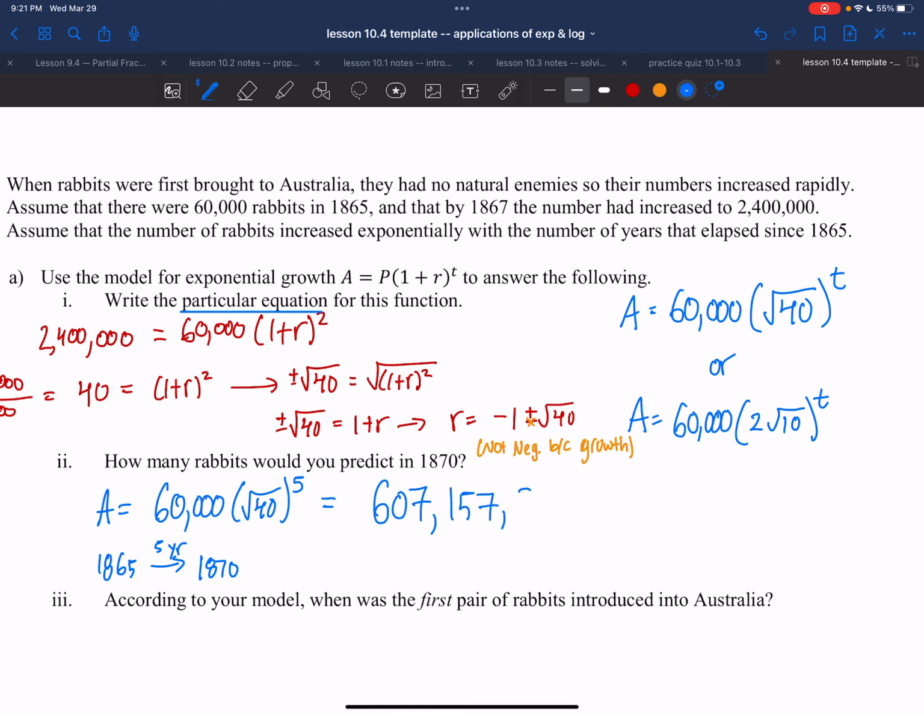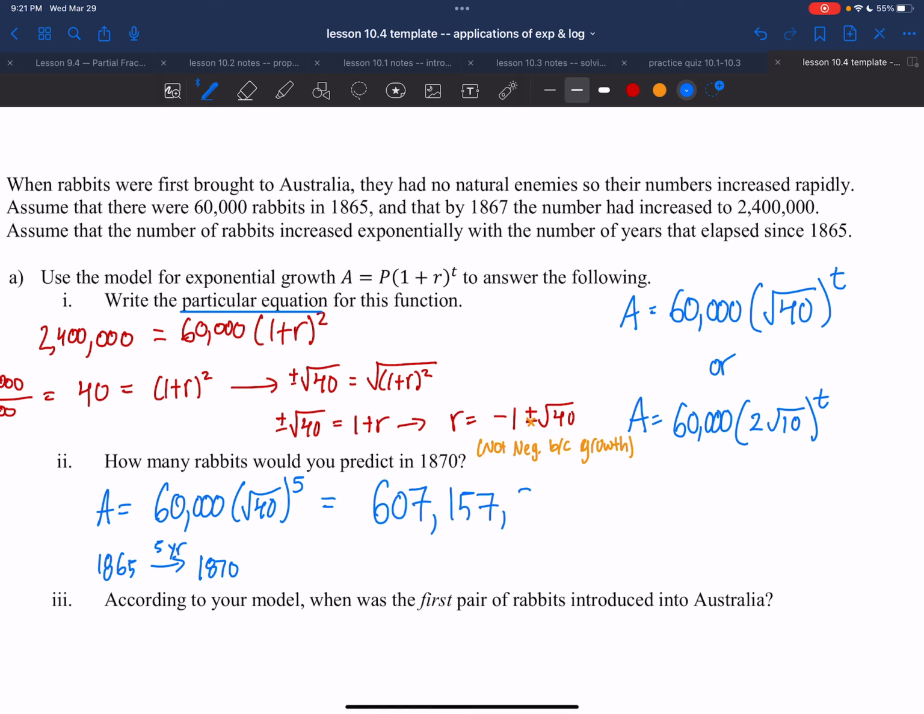Okay? This is using the exact model. If you choose to round, it's okay, but you might want to use a lot of decimals, because if you round too little, you do a significant rounding job, your answer is going to differ by hundreds of thousands of rabbits, which maybe, considering there's 600 million of them, isn't a huge thing, but it's still a lot of bunnies.